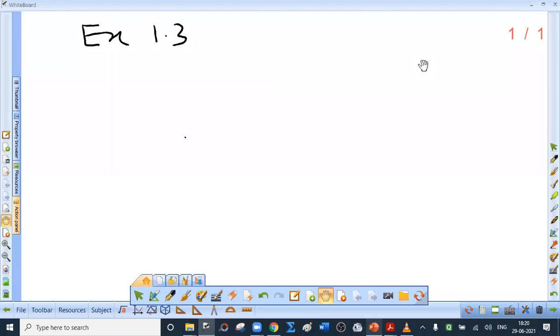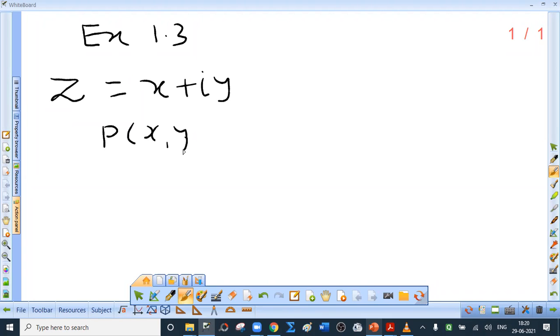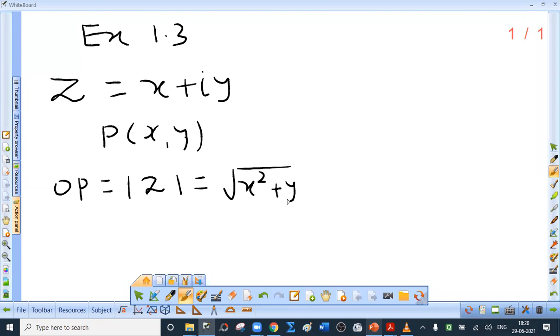In the last lecture, we discussed the concept of the modulus of a complex number and the amplitude, that is, the argument of a complex number. What is that? If complex number z is x plus iy, we know that this is represented by a point P(x, y) in the Argand plane. Now the distance of this point from the origin is OP and is defined to be the modulus of the complex number, which is mod z. It is root of x square plus y square.